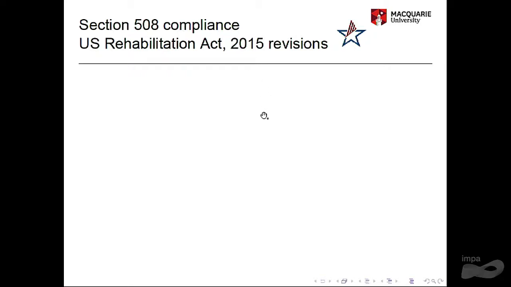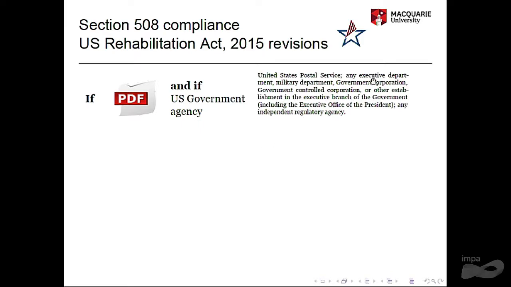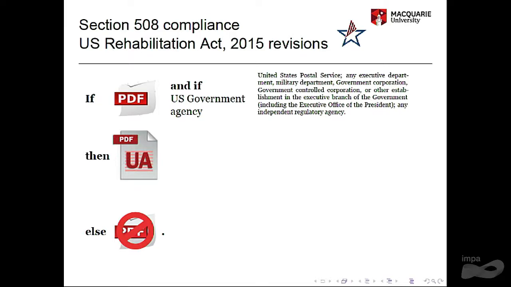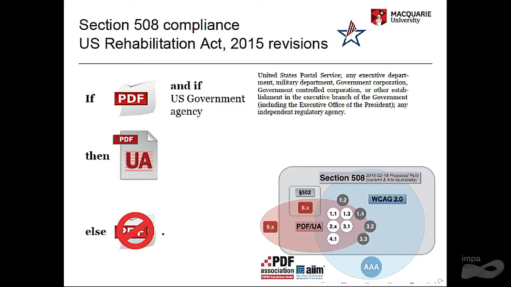I used these slides at Darmstadt, where I said that the proposal was that if you're going to have PDF as your output format, and of course this is applicable to US government agencies, and there's a whole list of things here, then it's either PDF/UA or else you don't use PDF. That was the proposal for the revision of these rules for government publications.